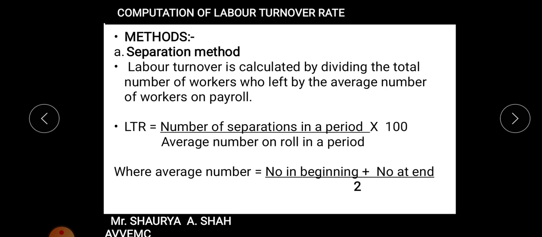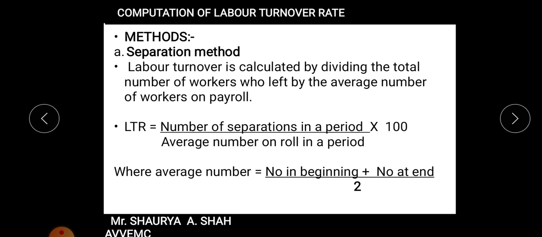So what is labor turnover by the separation method? It is calculated by dividing the total number of workers who left, that is, how many workers have left, by the average number of workers on payroll. The formula here is the number of separations in a period divided by the average number, right? The term here is average, students, not total. So average means the number of employees in the beginning plus the number of employees at the end, divided by 2.